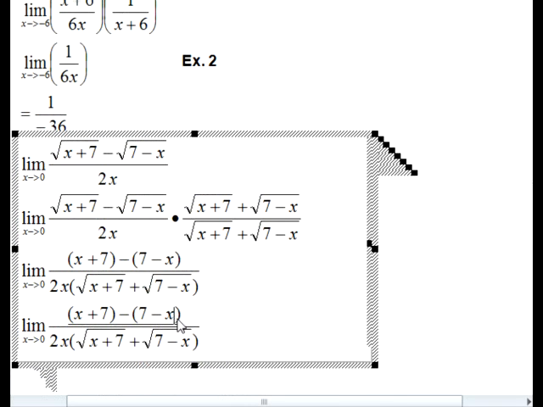The numerator turns into 7 minus 7 cancels, and we're just left with 2x in the numerator. Now I'm happy because that's going to cancel with the denominator.